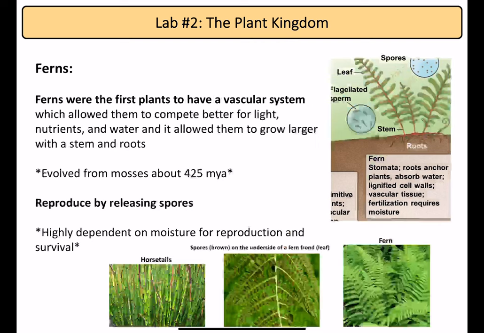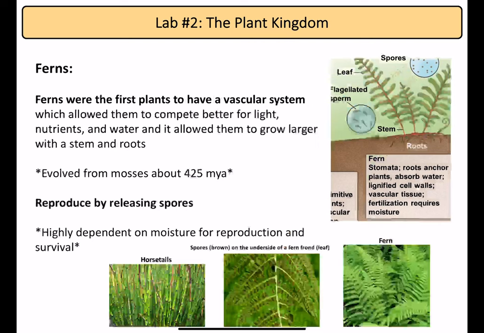Still primitive in the sense that they reproduce by releasing spores instead of seeds, right? So you won't find a fern with a seed or a fern with a fruit. Doesn't exist. They reproduce using spores. Still relatively dependent on water. Think about where you might find a fern growing. Usually a rainforest of some sort, whether it be temperate or tropical. Any place where there's shade and a lot of water.